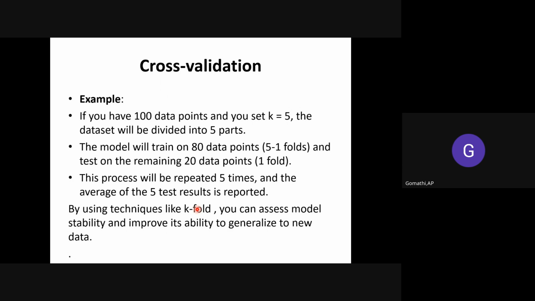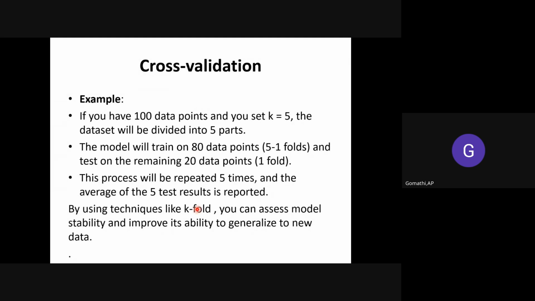By using techniques like k-fold, we can assess model stability, and it also helps to improve the ability to generalize to new data, because cross validation is mainly used to assess the performance as well as the generalization ability of a model.